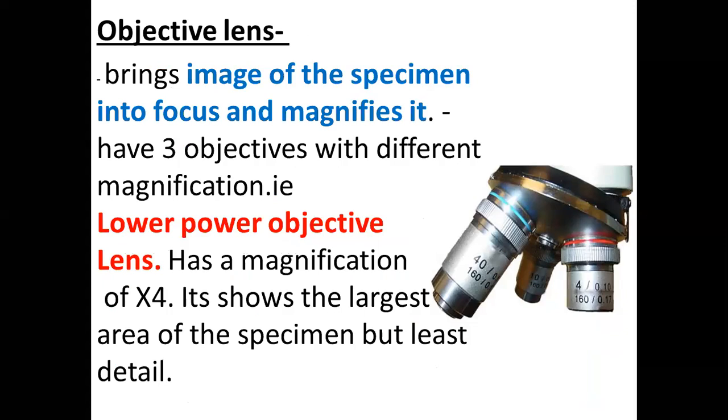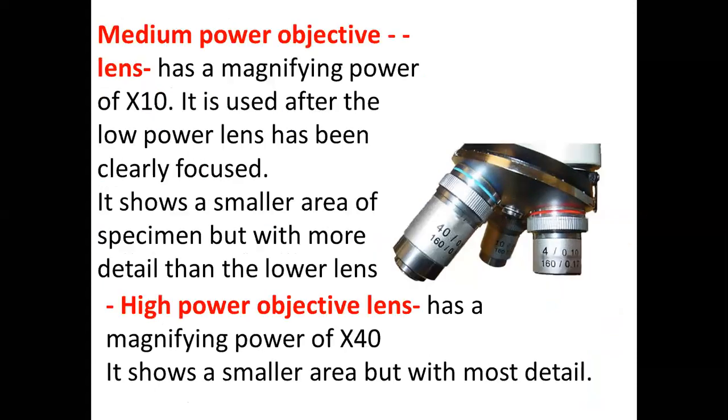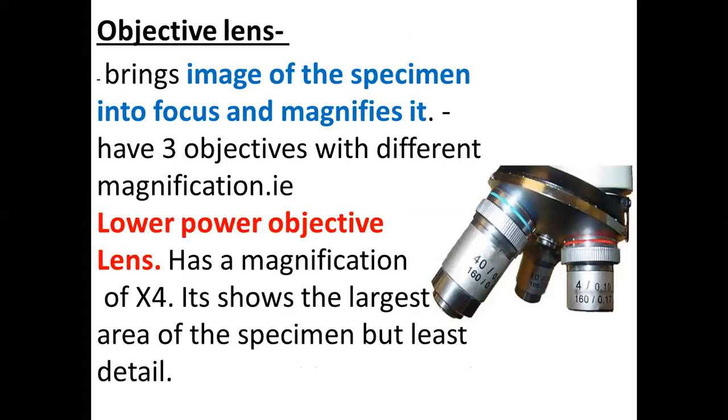Now, light microscopes, the ones that we use in school, have three objective lenses mainly: the low power, the medium power, and the high power. Now the low power, as you can see on the photograph, mainly has a magnification of ×4.